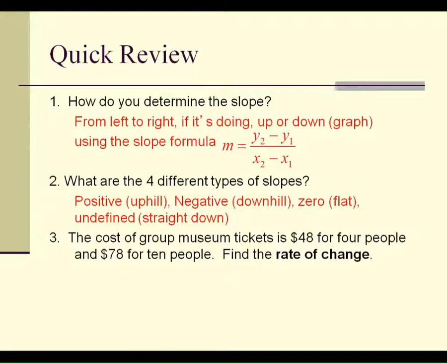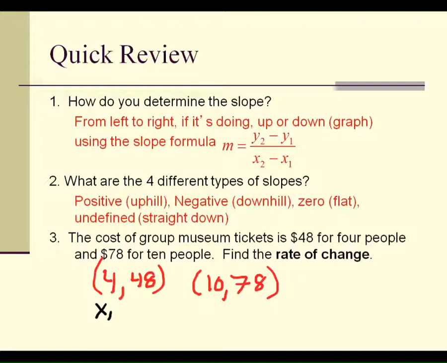Let's just say the y-axis is my dollars and the x-axis is my number of people. The dollars depends on the number of people. Y-axis is the dependent variable. So if I have 4 people cost $48 and 10 people cost $78. My x-axis is my number of people. My y-axis is my dollars. So there's my 2 points that I can find the slope between. That's the same thing as rate of change.